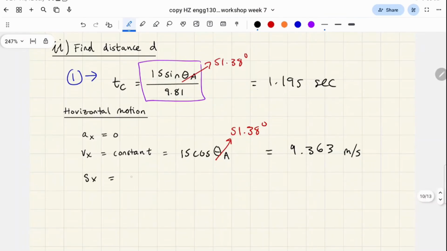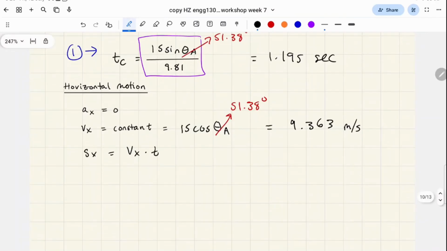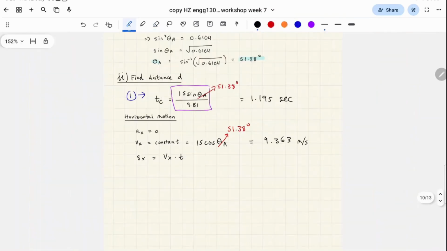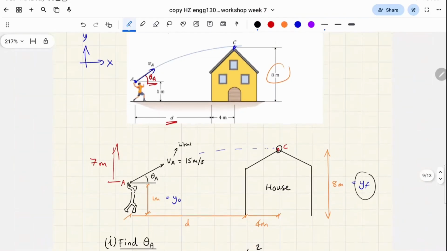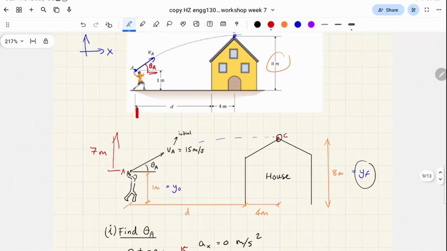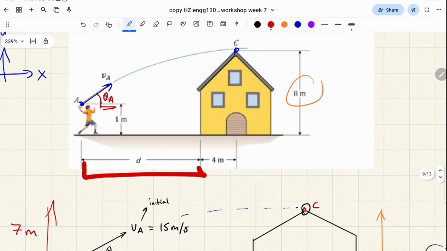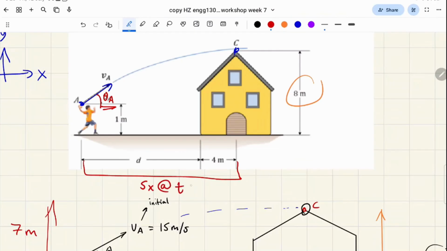And then Sx is just equal to that initial x velocity multiplied by time. We care about this distance d, and so we're trying to find this first. So this is Sx at the time it takes to reach C.